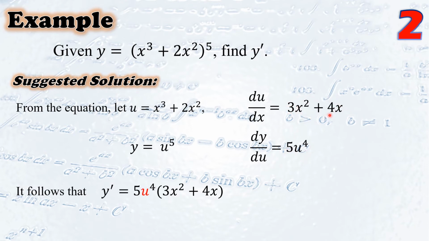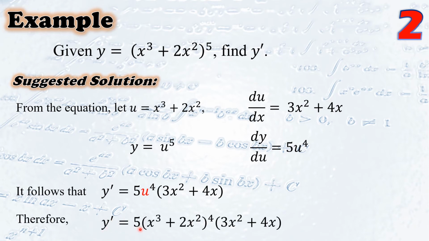3x squared plus 4x. And since u is equal to x cubed plus 2x squared, therefore we have y prime is equal to 5 times x cubed plus 2x squared raised to the 4th power times 3x squared plus 4x.